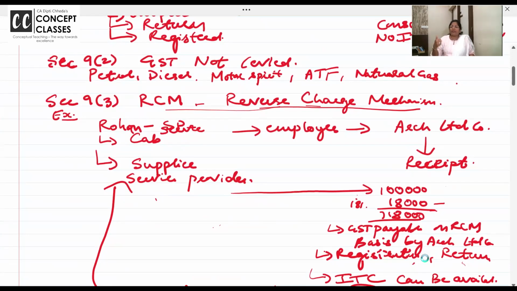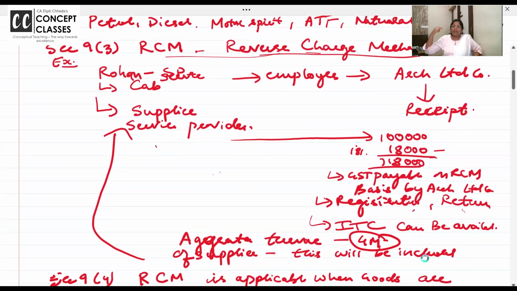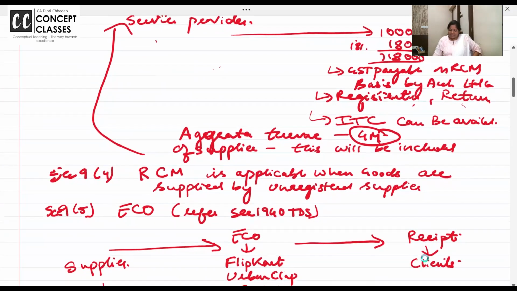Section 9.3 talks about reverse charge mechanism, that even though I am the supplier of service, Rohan's cab service, they are giving cab service to Arch Limited Company. Recipient is registered. They will take input tax credit of 18,000. But reverse charge mechanism, the recipient who pays the money, who receives the goods, who receives the services, they will pay the tax. Okay. 9.4. RCM is applicable when goods are supplied by unregistered. Not all the cases, but there are some cases wherein if the supplier is unregistered, then because the buyer is registered, he will pay the tax.